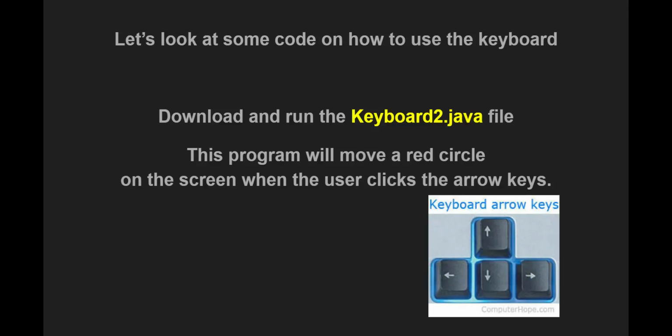So we're going to look at some code. What I need you to do is download the keyboard to Java Applet, compile it, and run it. With this applet, it will move a circle on your screen using the arrow keys. So we're going to examine some code.